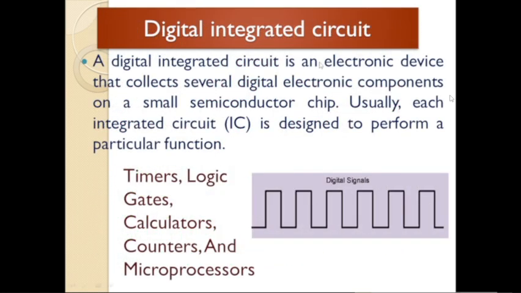Digital integrated circuit, as the name indicates, is going to be numbers, either 0 or 1, like high or low values. That's why the output looks like a square wave, either a low value or a high value. A digital integrated circuit is an electronic device that collects several digital electronic components on a small semiconductor chip. Usually each integrated circuit is designed to perform a particular task. Good examples are timers, logic gates, calculators, counters and microprocessors.